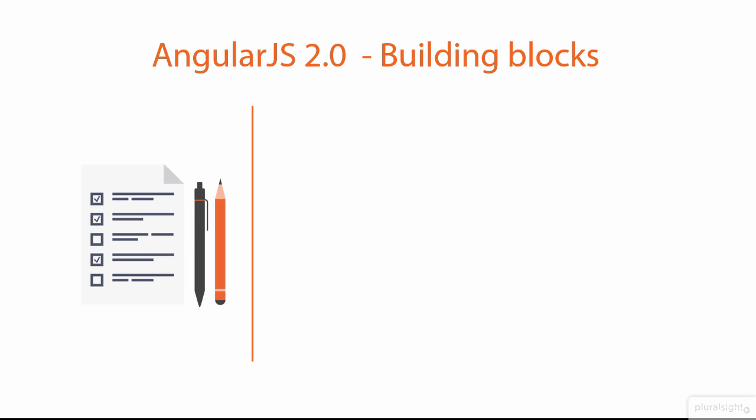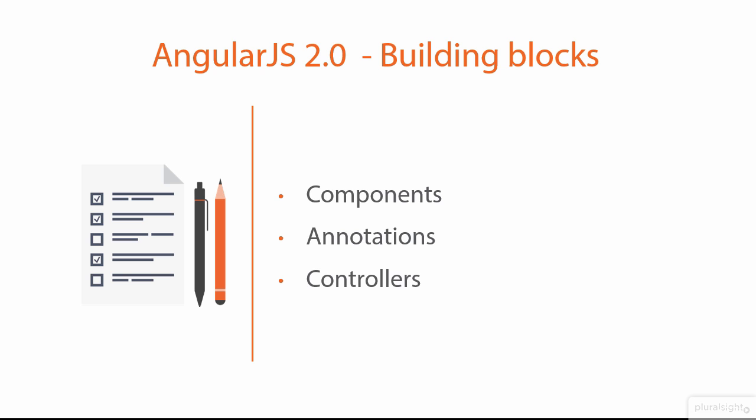Before we can understand how the application is loaded, we need to cover the application building blocks. There are basically three concepts we need to understand here, and these are components, annotations, and controllers. And we will go through them each one by one.